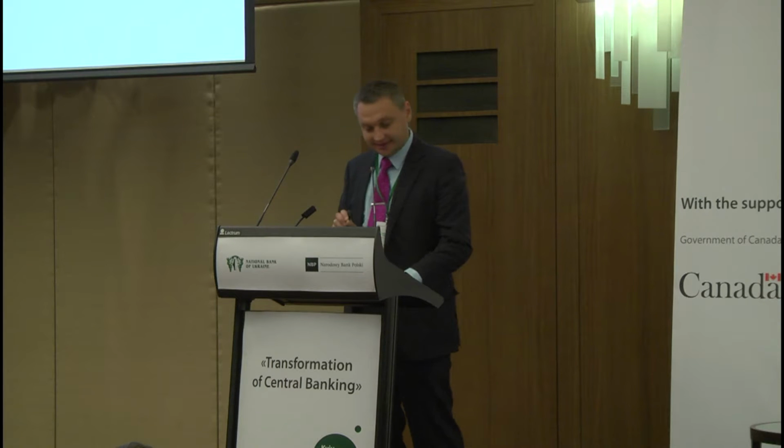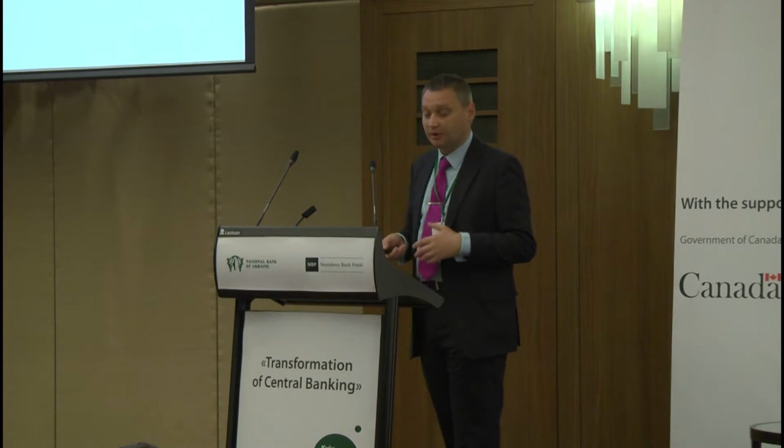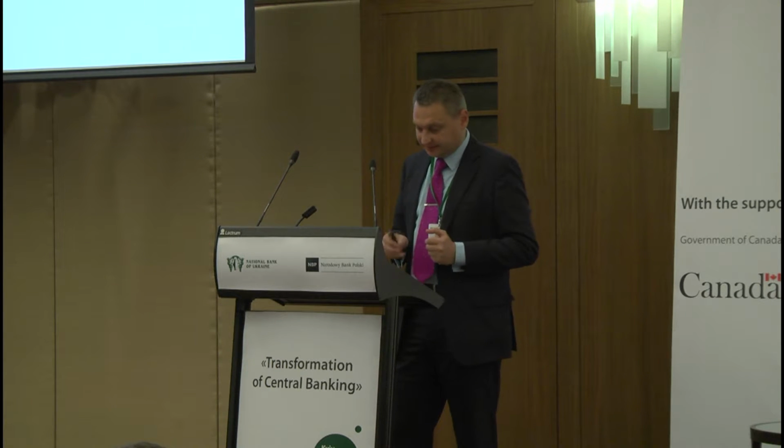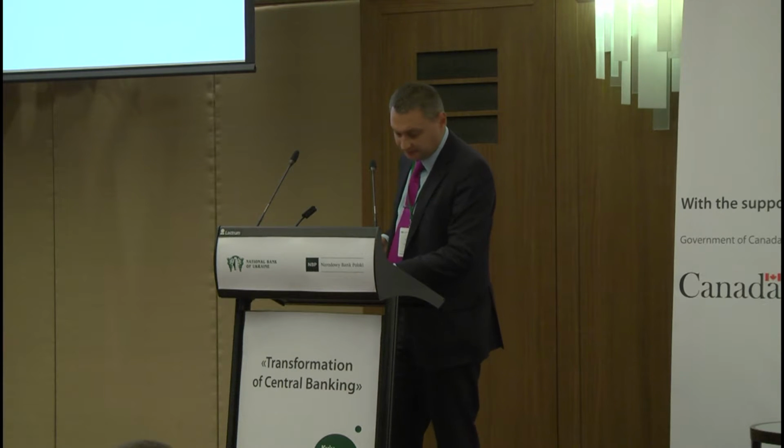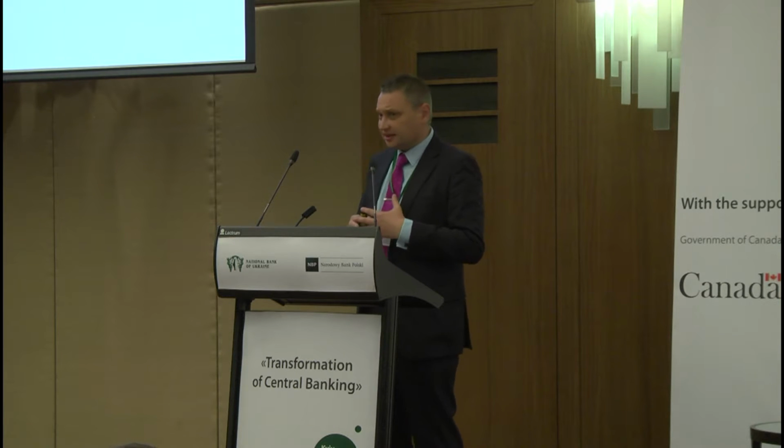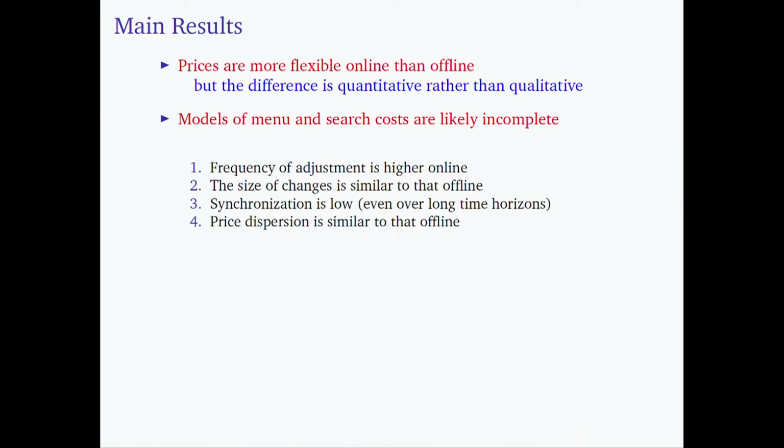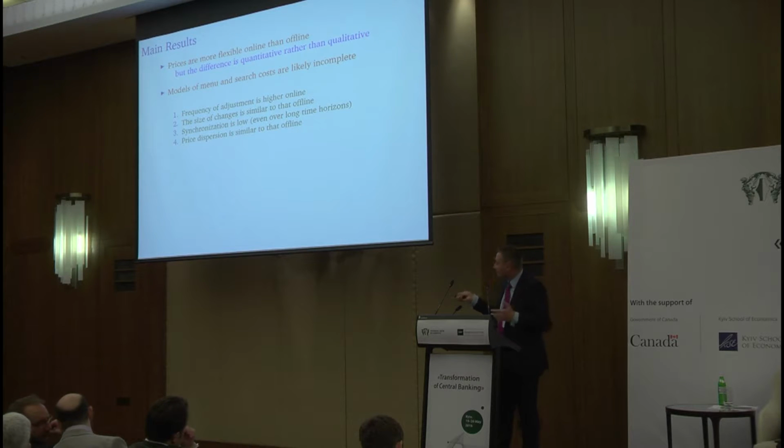Yes, prices online are indeed more flexible compared with metrics from offline markets. However, the difference itself is mostly quantitative, not qualitative. We also found that models of menu search costs are likely to be incomplete, despite the efficiencies that we would assume to happen in online markets. We still see that the sizes of price changes are similar to those in offline markets. Synchronization among sellers, or among goods within one seller, is also low. Price comparison, which is also quite an interesting phenomenon, is similar to offline. You would expect price comparison to be almost zero, but it still stays.